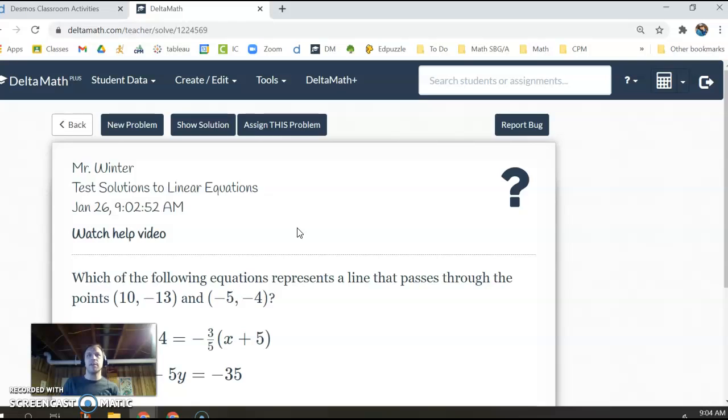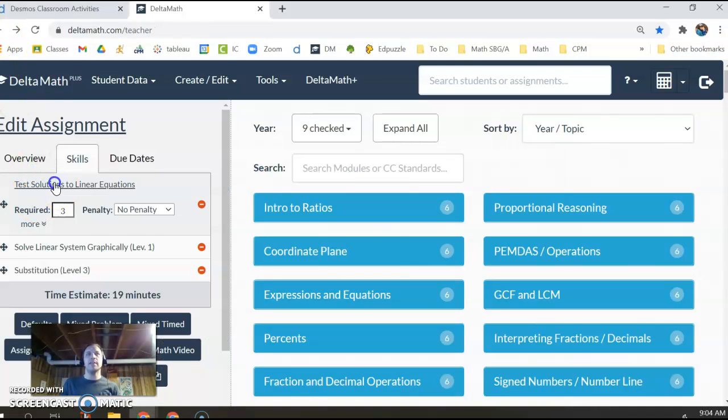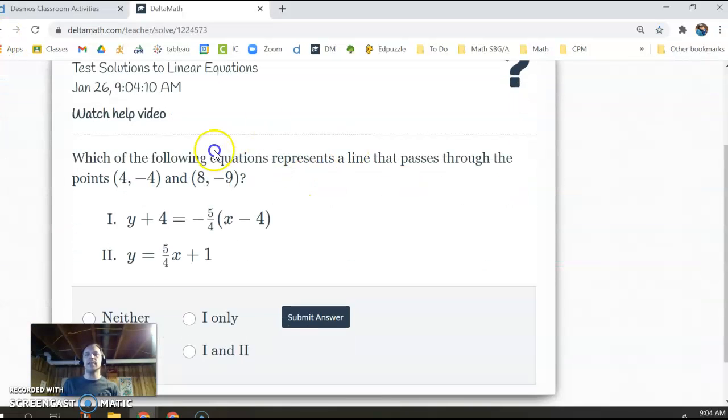Just taking a look at the assignment from Monday 125. There's three parts to the assignment, and the first one is this equation right here that says we are going to test solutions to linear equations. So let's take a look at this problem and we'll practice.